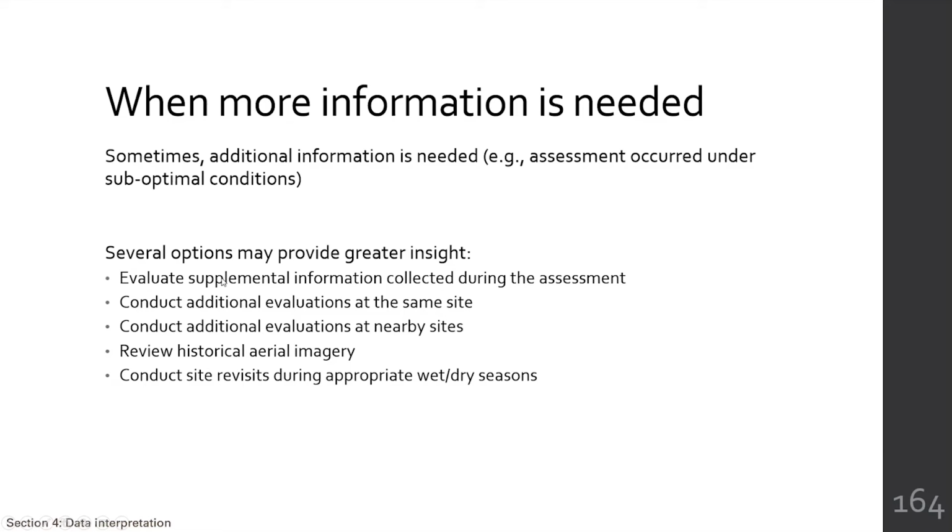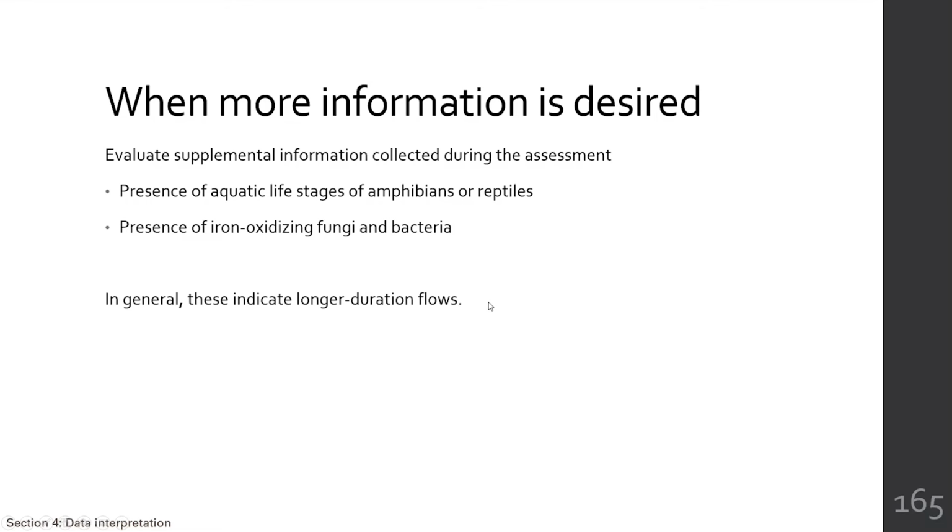First, you should evaluate your supplemental information and see if it's consistent with higher, longer, or shorter duration flows. You can go back and reevaluate that site or nearby sites. You can look at historical imagery, and you can also conduct revisits during appropriate wet and dry seasons. The supplemental information that we have in the protocol is the aquatic life stages of amphibians and reptiles, and presence of iron oxidizing fungi and bacteria. In general, if you see them, you have indications of longer duration flows.